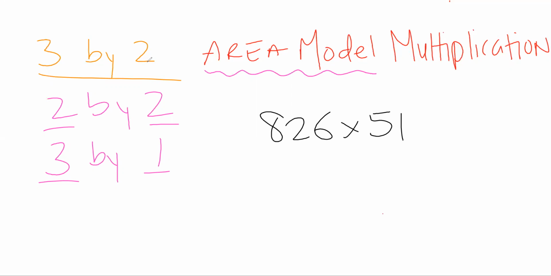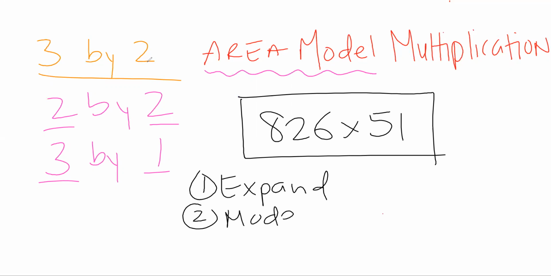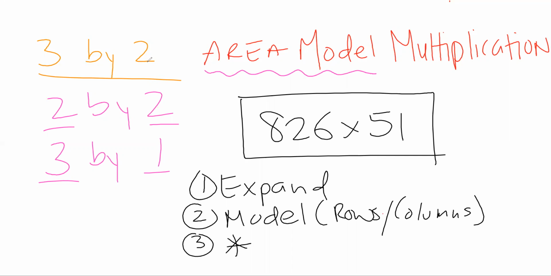With doing our area model of multiplication, our steps are no different than they've been in all the other videos. Right? We want to expand. Then you make your model using your rows and your columns, which come from expanding. That's why we do it. And then you multiply, and then you ultimately add those numbers together. So let's go ahead and walk through that.